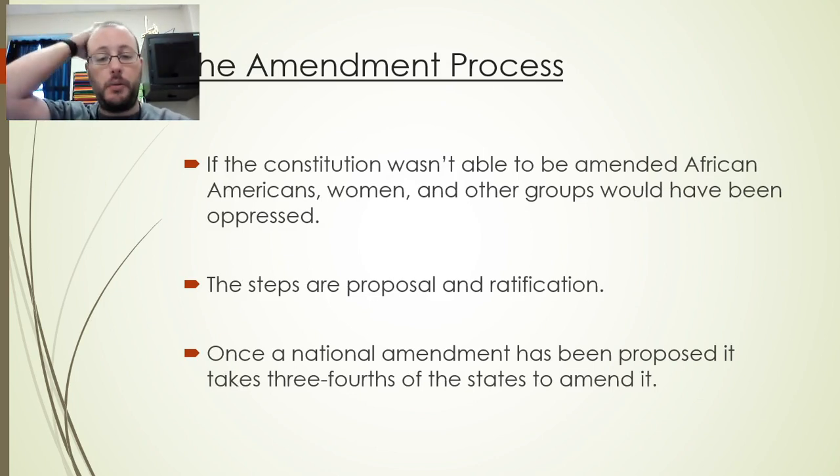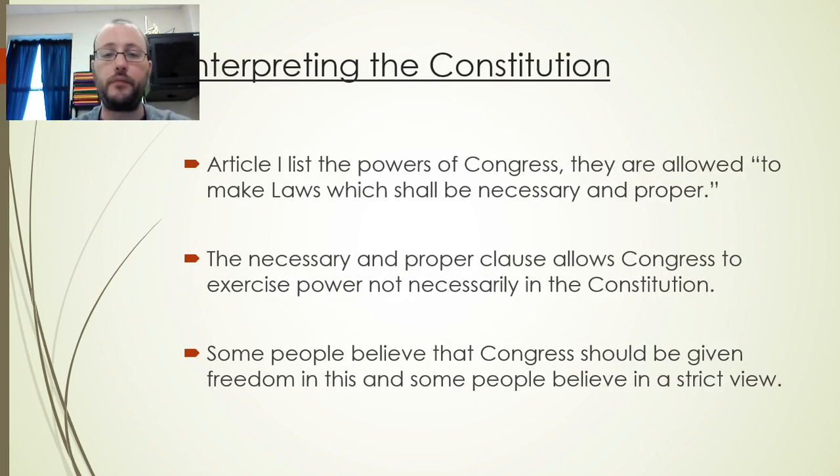Once a national amendment has been proposed, it takes 3/4 of the states to amend it. So you need 3/4 support in order to amend it. So you're going to have more than just political parties and things like that to get it done. And like I said, if it wasn't for this, it wouldn't have ended slavery. It wouldn't have given rights to citizens. It wouldn't have given the right to vote. Women wouldn't have the right to vote. And we'll get into a lot of stuff in Chapter 4, but it's very important that you can amend the Constitution.